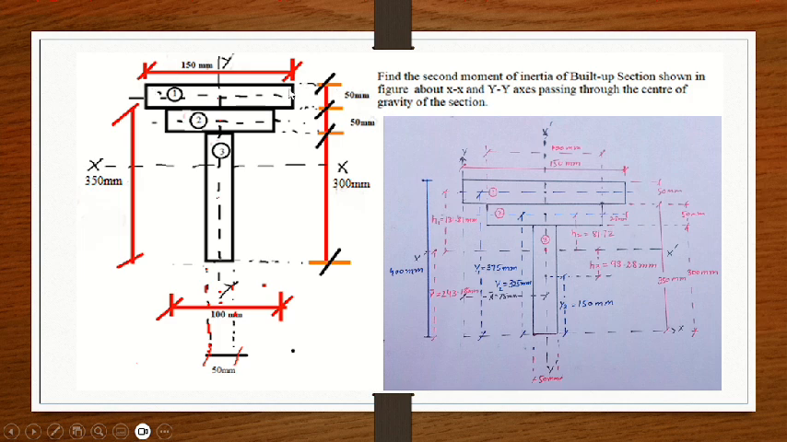That flange width is 150 mm and the thickness of the flange is 50 mm, and this flange width is 100 mm and the thickness of the flange is 50 mm. The web depth is 300 mm and the web thickness is 50 mm. The total depth of the figure is 400 mm.